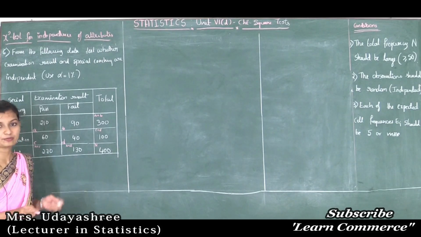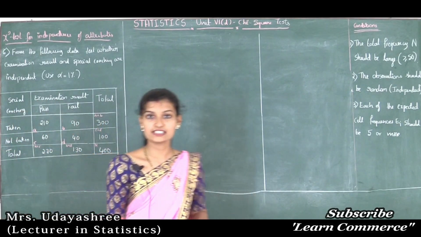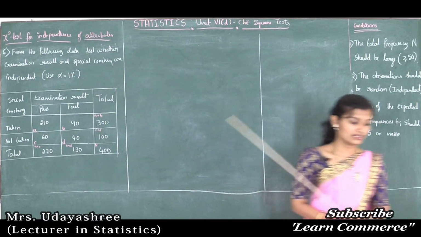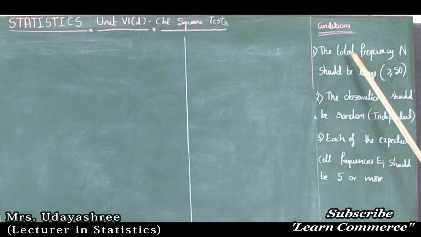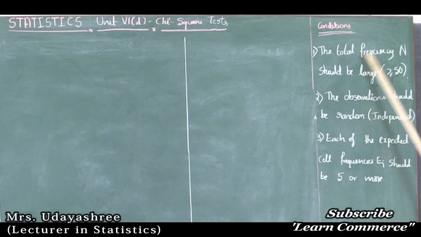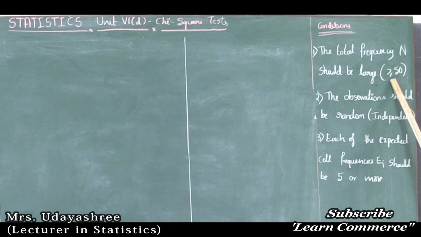Before going to the test procedure, let's see the conditions of the chi-square test for independence of attributes. There are three important conditions. The first condition is that the total frequency N should be large, greater than 50.